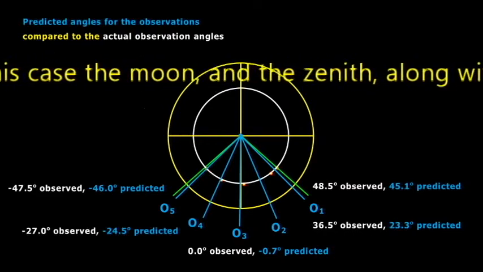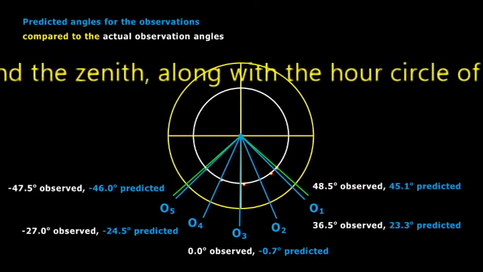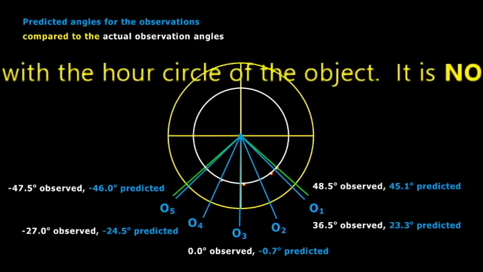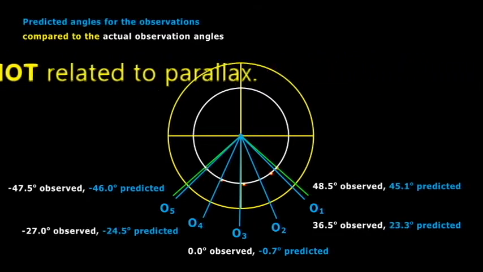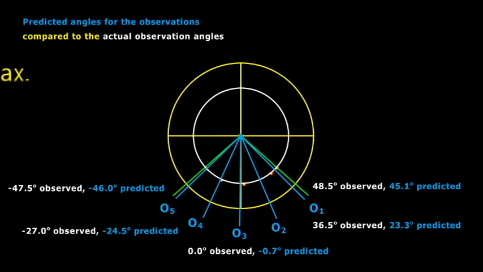So I should be able to predict all these angles. Now, it's not exact because I'm using a circular conic section to predict this. It's a little more complicated than that. I understand that, but I should still be close.